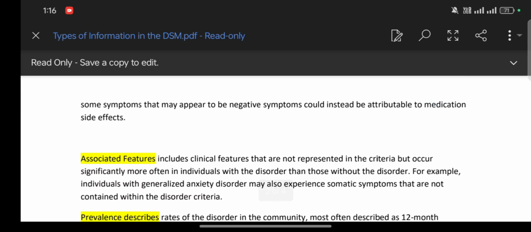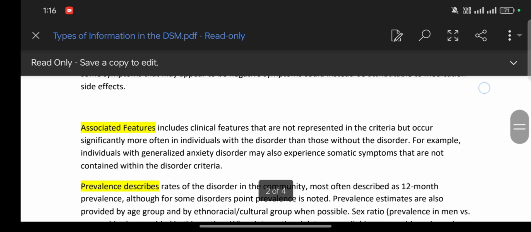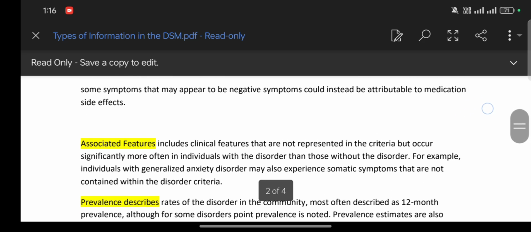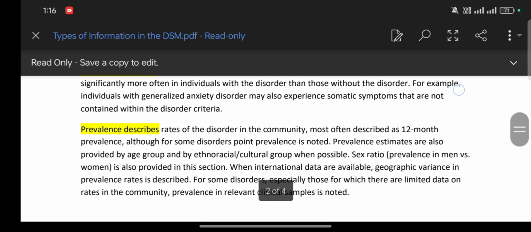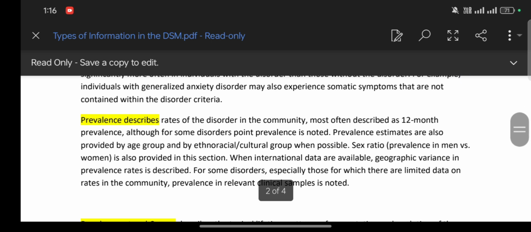Then we have associated features. It means that these are common symptoms seen in people with the disorder, but they are not required for diagnosis. For example, in generalized anxiety disorder, people often also have headaches or stomach aches, even though those symptoms are not listed in the main criteria. Then we have prevalence. Prevalence means how common the disorder is in different groups: age, gender, culture, or location. For example, major depression is more common in women than men. It may affect around 7% of adults in a year in the US.